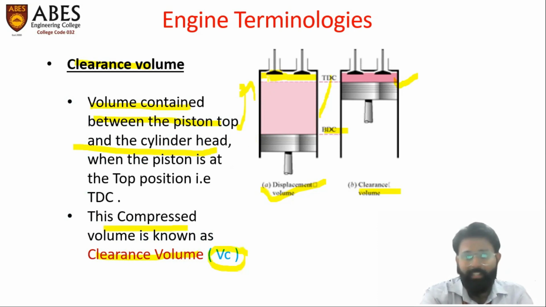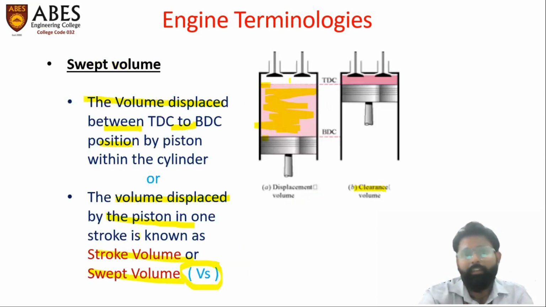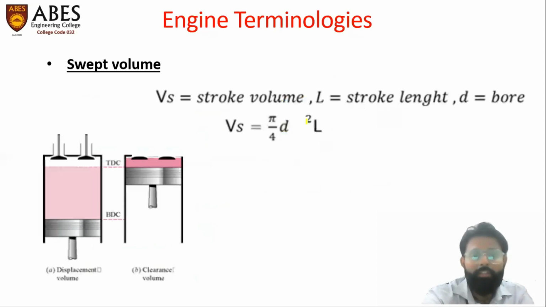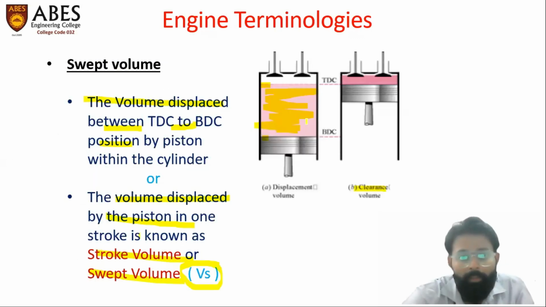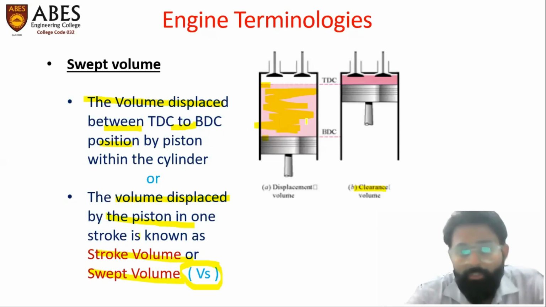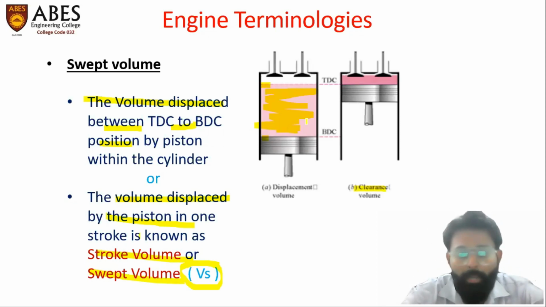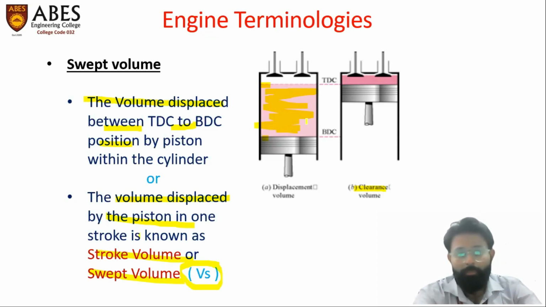Clearance volume is the white region above TDC, and swept volume is represented by the volume between TDC and BDC, that means the pink region. Combining both will give us the total volume. The total volume of the engine is swept volume plus the clearance volume. This is the total volume.